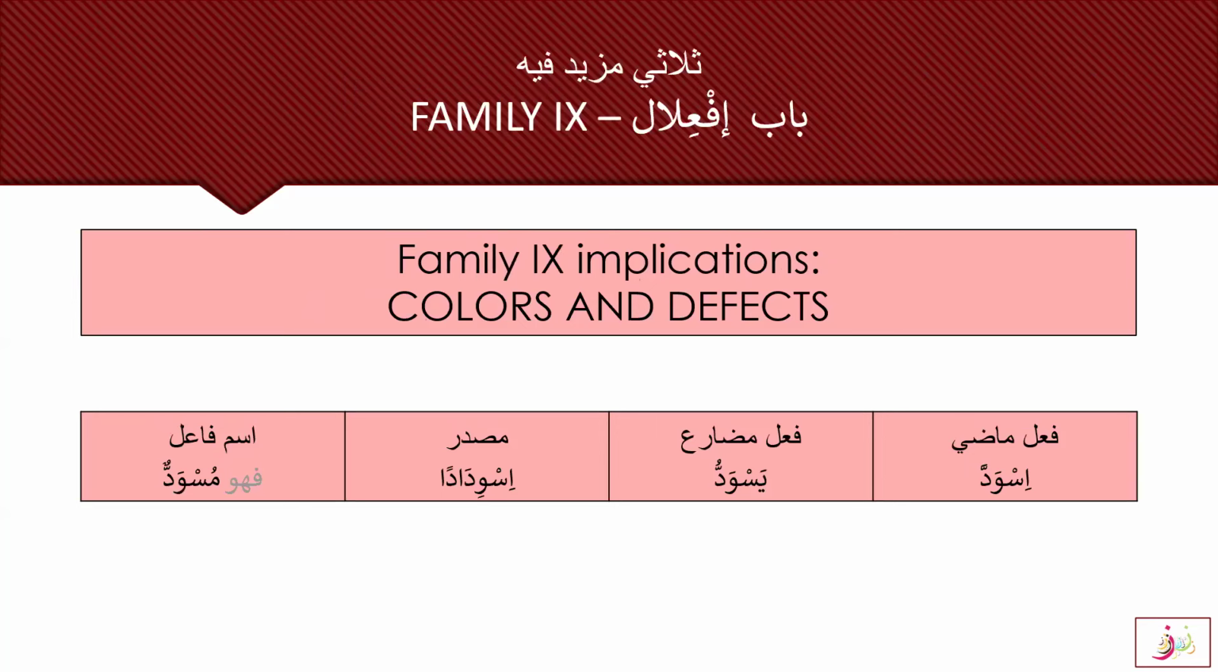All right, so Thulathi Mazid Fihi, family 9. Bab If'ilal, as I mentioned, this family's implication is only in the colors and the defects. Iswadda, yes, iswadda, turning into black. Yes, iswadda yaswaddu iswidadan fahuwa muswaddun. All right, so this is our family 9.